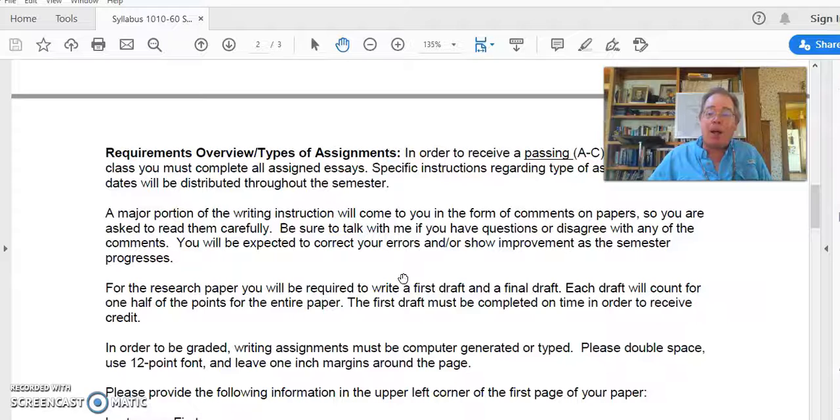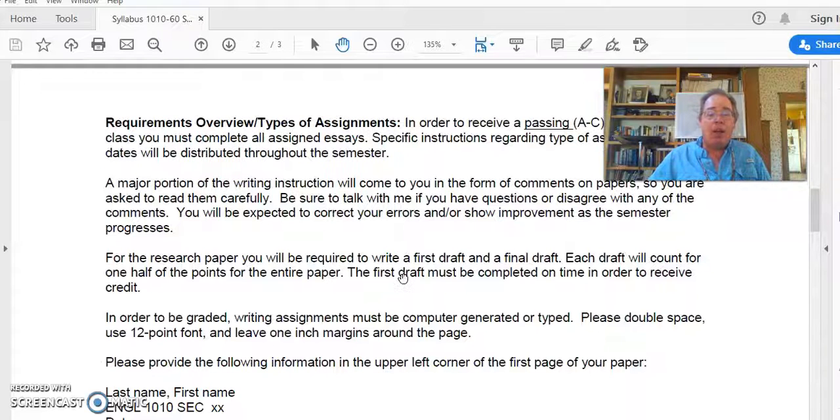I make the comments in Turnitin, and then I post the grades to Gradebook here in Canvas in my classes. So the comments will come to you on Turnitin. The grades will be kept here in Gradebook. As it says, for the research paper, you will be required to write a first draft and a final draft. It's broken up into two components.